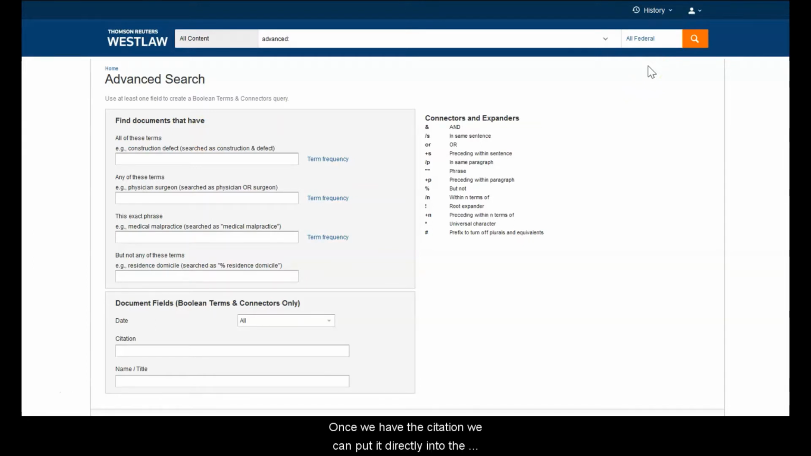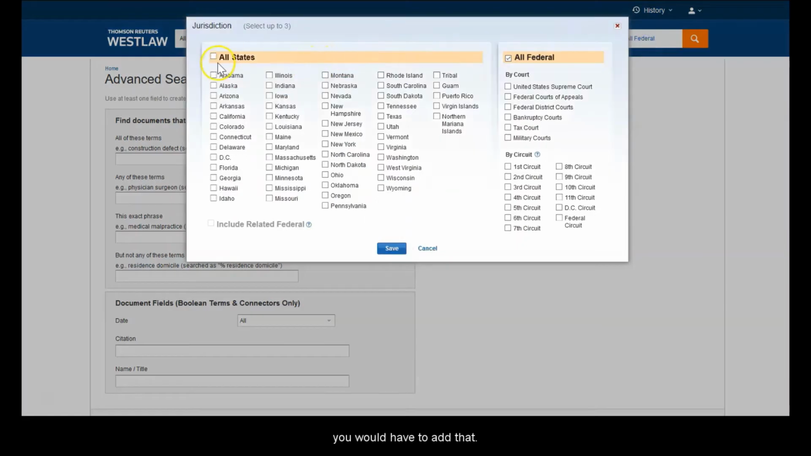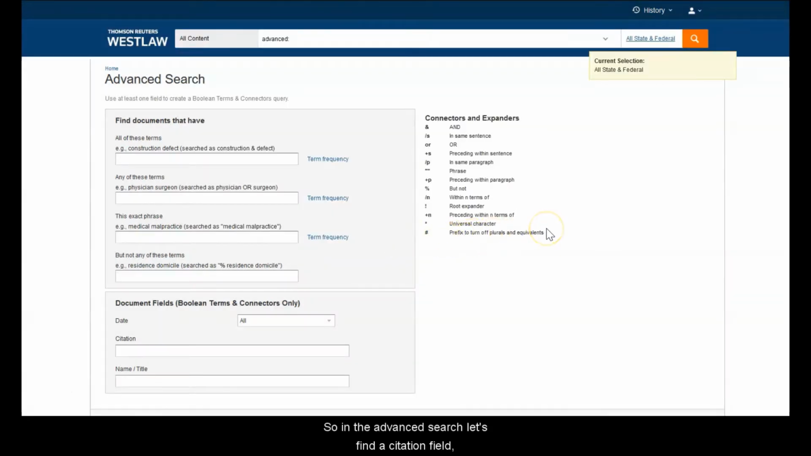Once we have the citation, we can put it directly into the advanced search in the citation field. One thing you must be aware of is that the search defaults to only federal cases and legislation. So if you're searching for something that is state level, you would have to add that. So in the advanced search, let's find the citation field and enter the citation that we have. I'm putting it in quotation marks to ensure I don't get results that have just these numbers in any particular order.